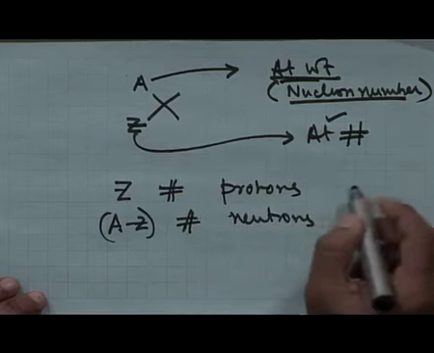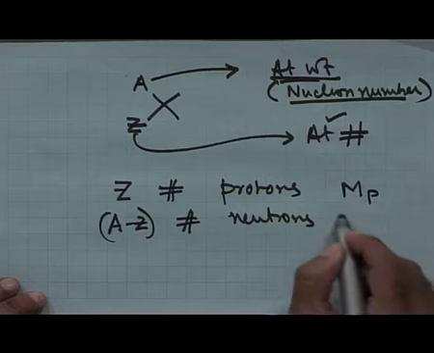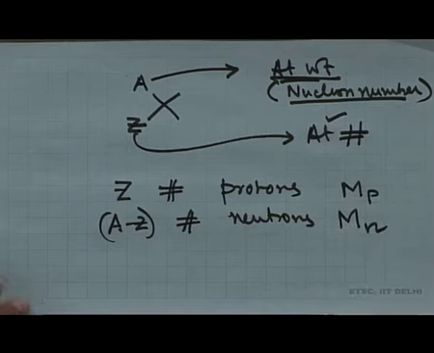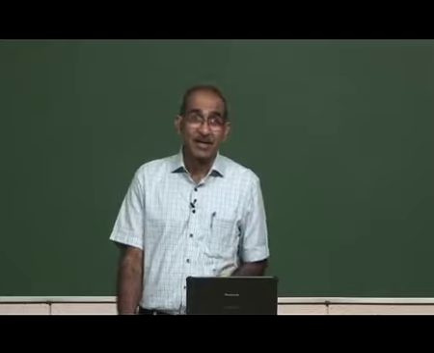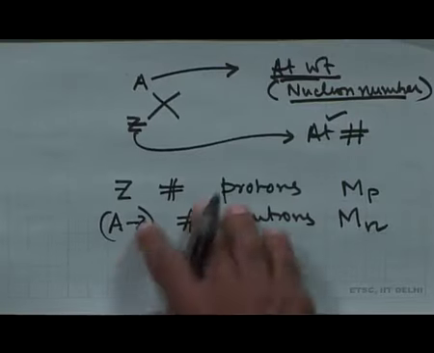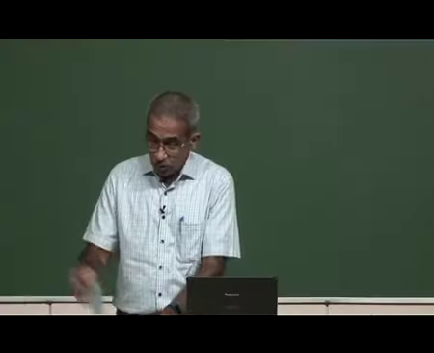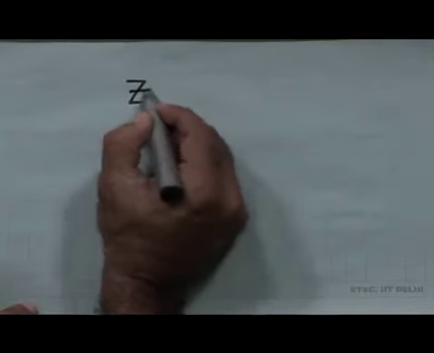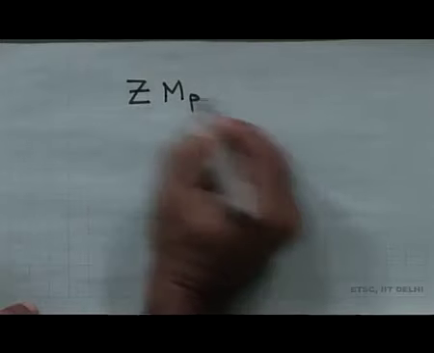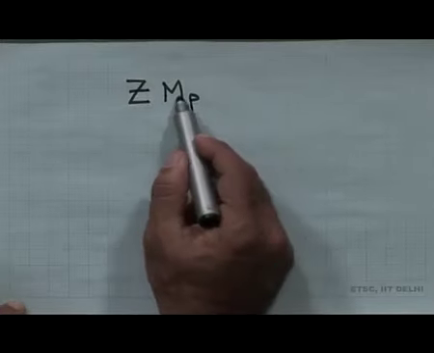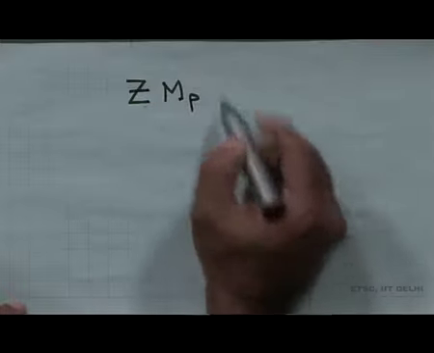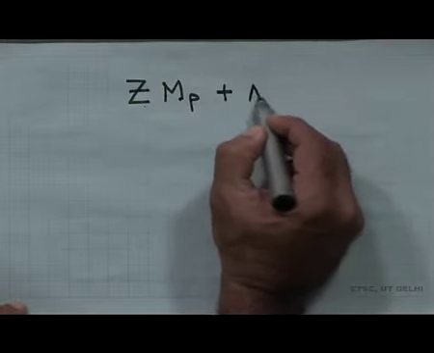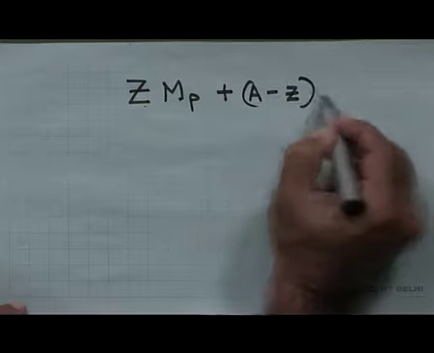and each proton has a mass mp and each neutron has a mass mn. And what are their masses? I have already given you 1.007 something, 1.008 something in atomic mass units. So what we do is to first find the sum of the masses. So my sum of the masses will be given by Z into mp. So each proton has a mass mp and there are Z of them, and then I will write A minus Z into mn.